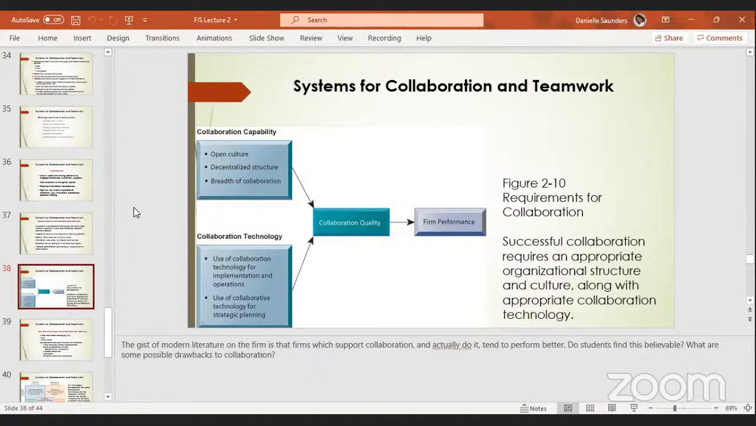There are a number of systems that we can create for collaboration. Essentially, no matter what they are, you're looking at better collaboration capability and collaboration technology that leads to better quality performance, better firm performance. Next slide.